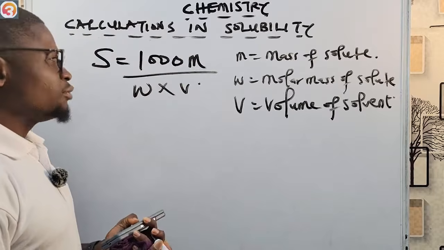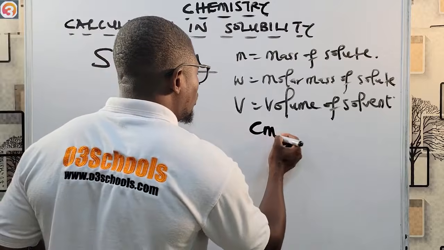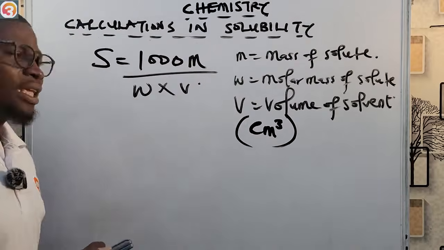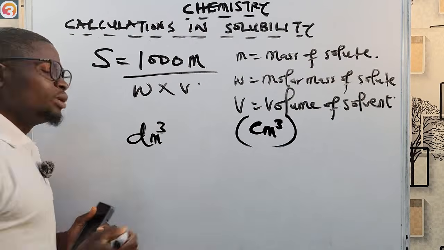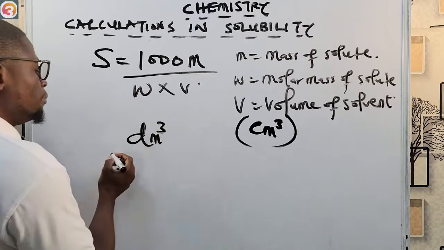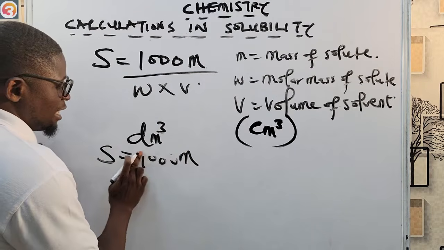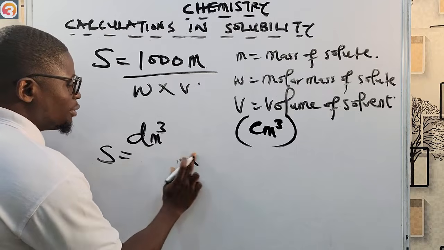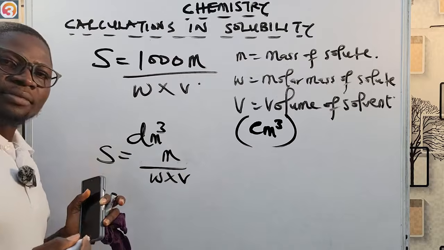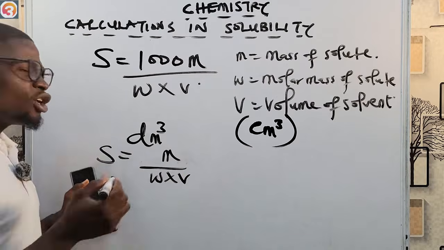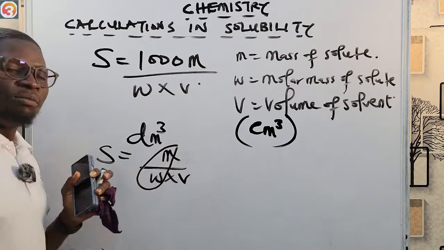Also, note that we use this formula when the volume of the solvent is in cm cubed. If the volume of the solvent is not in cm cubed but in dm cubed, which is another unit for volume, then the solubility formula becomes M over W times V. We remove the 1,000 because it's in dm cubed now. We arrived at this formula in the last class. Also, if you look very well, mass over molar mass is the number of moles.